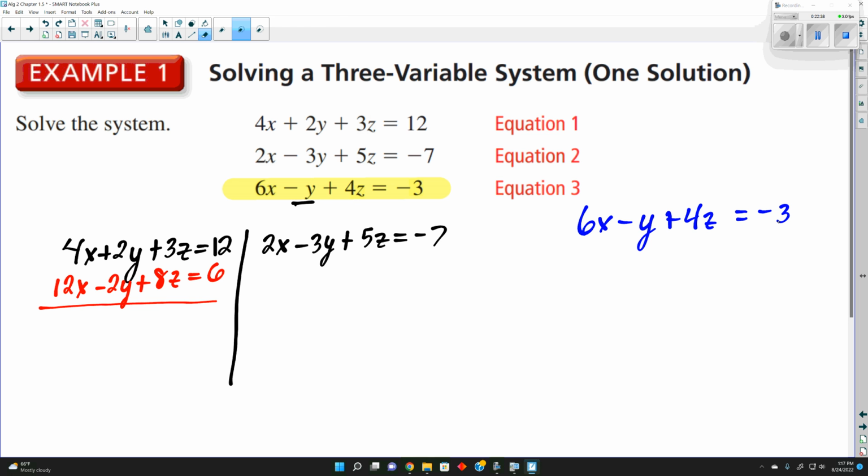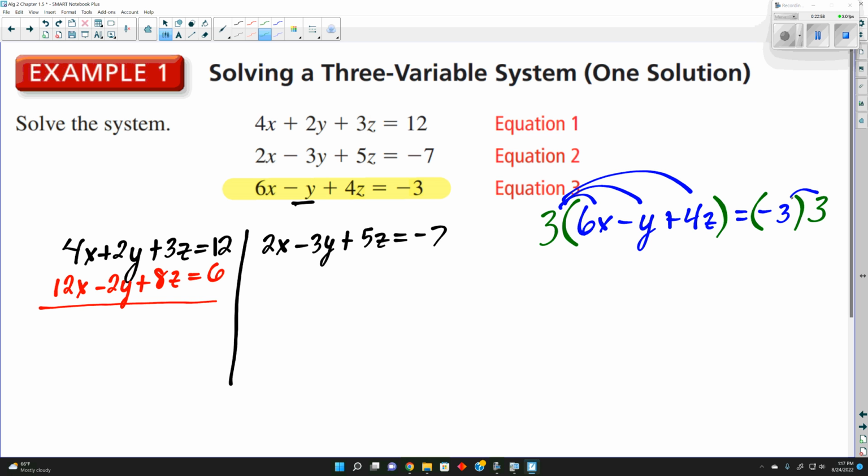So this time we need to multiply both sides by 3, because we need the y's to be 3. We need them both to be 3, because that's what we're trying to do. We're trying to get the y to cancel out in both. We'll do the same thing. We'll distribute.